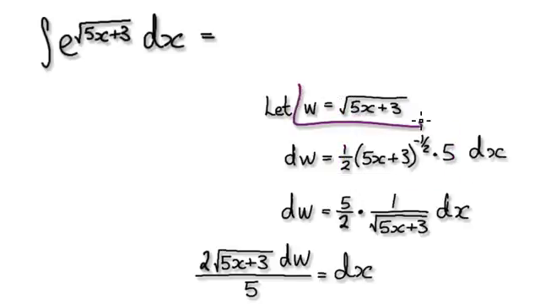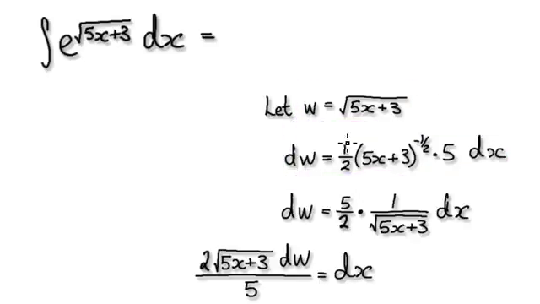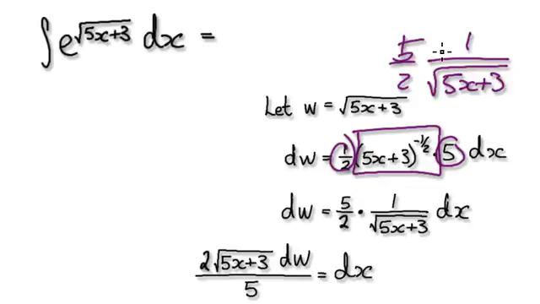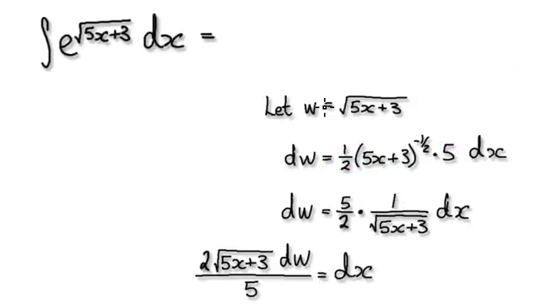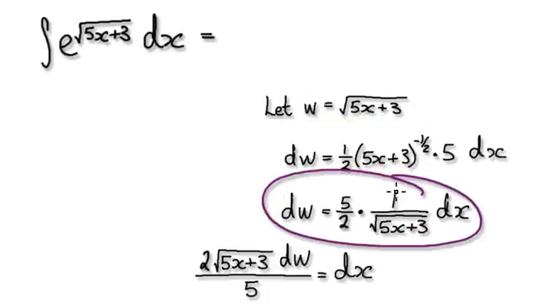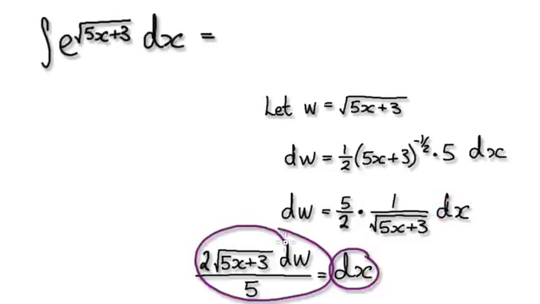So if w equals this whole thing here, then dw equals this thing here, and now tidy this up. Visualize this bit here as 1 over the square root of 5x + 3, and then you've got your half, and then you've got your 5, it gets multiplied to the top, so it becomes that. So if w equals this thing here, then dw equals this thing. Rearrange this to make dx the subject. So dx equals this whole thing here.